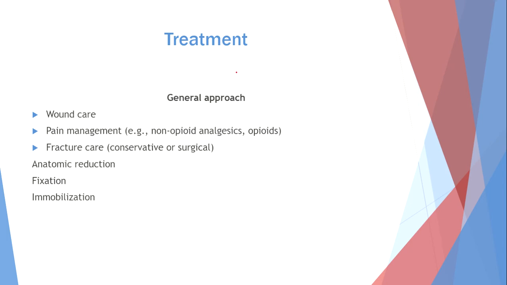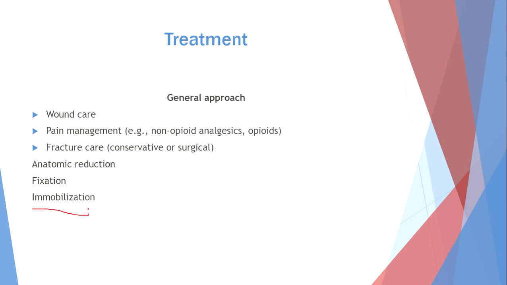Treatment of bone fractures is a general approach, so we use it in the case of operative and in the case of conservative treatment. First, wound care. Stop bleeding. We must put some sterile gauze on it. Pain management, non-opioid analgesics or opioids. Fracture care, conservative or surgical. Anatomic reduction, fixation and immobilization.